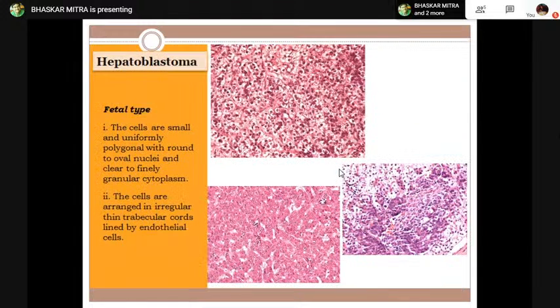This is the first, the fetal type. Here the cells are small, uniform looking. It doesn't look like mature hepatocytes. There are clear cell changes over there, round to oval nuclei, finely granular cytoplasm. Sometimes they may show the macrotrabecular type of arrangement, with more pleomorphism. Here the combination of clear cells, a bit of small cell area arrangement here and there.